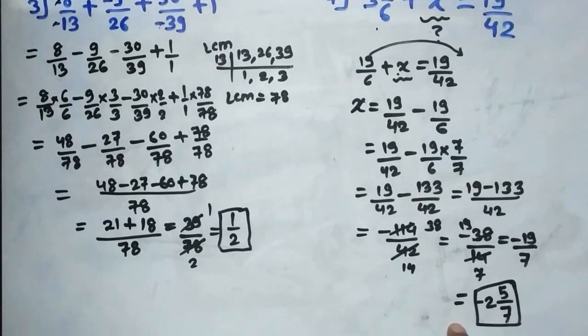This is your final answer: minus 2, 5 by 7. Hope you have understood. This is the x value. Thank you.